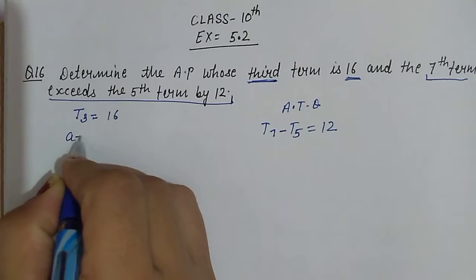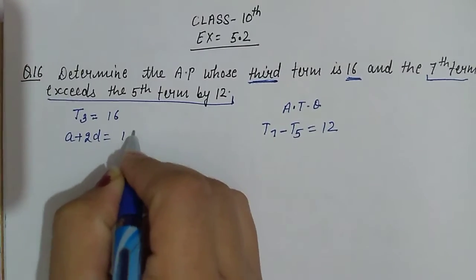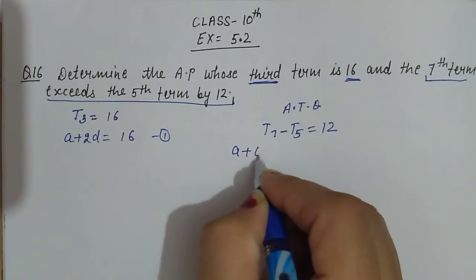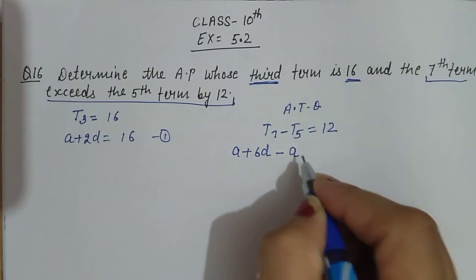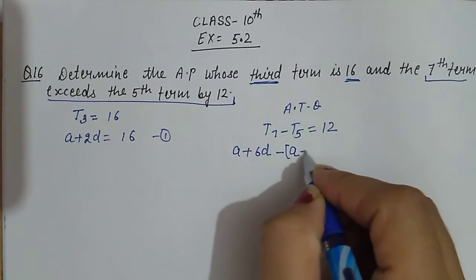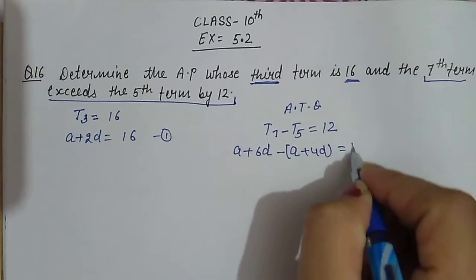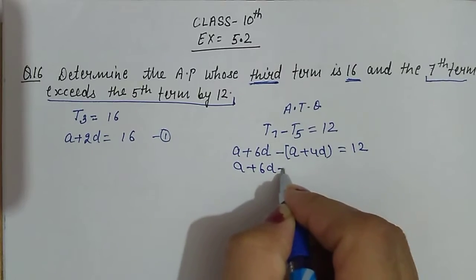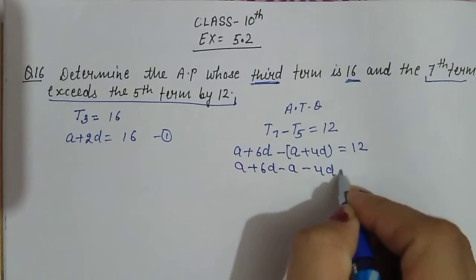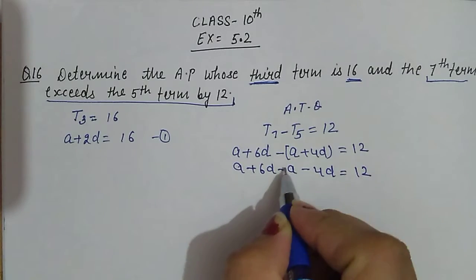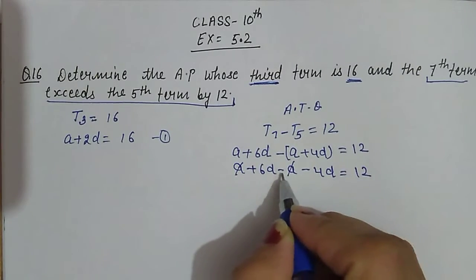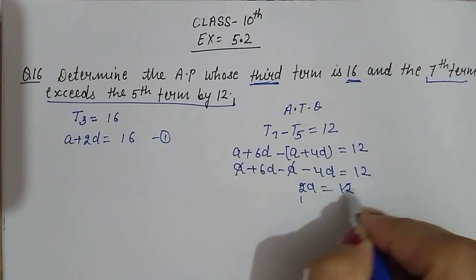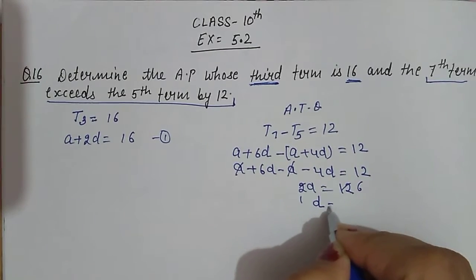T3 is A plus 2D, that is equal to 16, right? And T7 is A plus 6D, minus A plus 4D, is equal to 12. When we solve it, A plus 6D minus A minus 4D is equal to 12. A minus A cancel out. 6D minus 4D, that is 2D, is equal to 12. 2 sixes are 12. It means D is equal to 6.